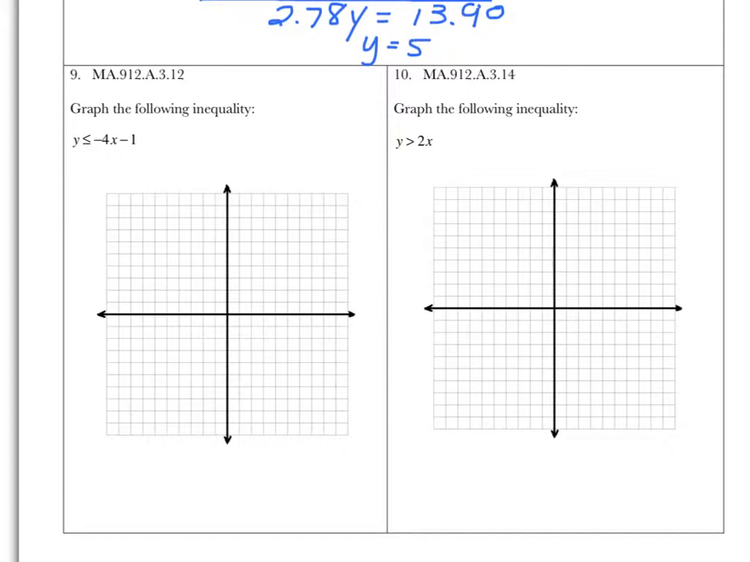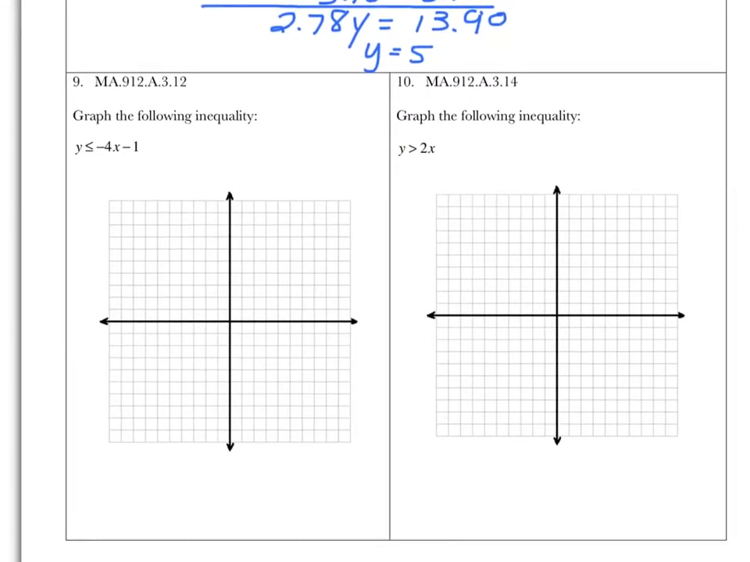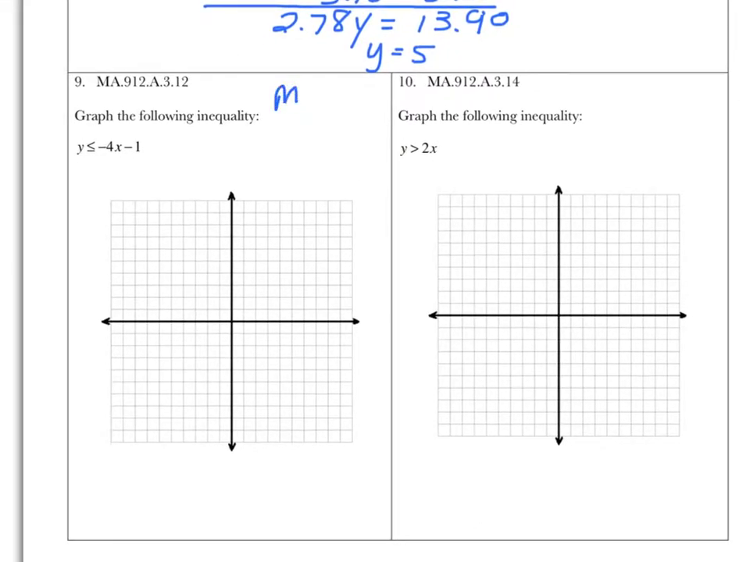Okay, for number 9, we're going to graph an inequality, and we have to know how to graph the line. So we're going to use the m, which is -4, or -4 over 1, because remember that's the rise over the run, and the b is -1. So that's our y-intercept, which tells me that it's going to start on the y-axis at y equals -1. Is my first point, and I'm not going to be able to use a straight edge because I'm working on my iPad, but I would expect that you will use a straight edge for your test.